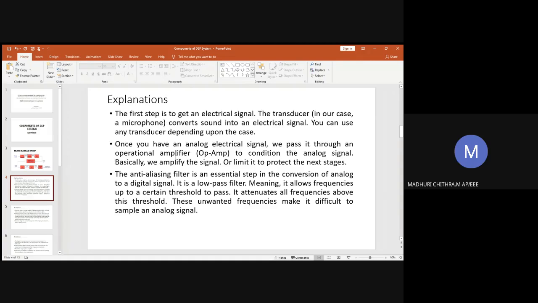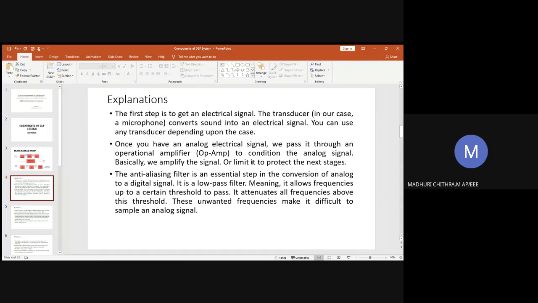So why are we using that operational amplifier? Why are we using the op-amp? To condition the analog signals properly. Basically we amplify the signals, or limit them to protect the next stage. So, for limiting or protecting the next stage.